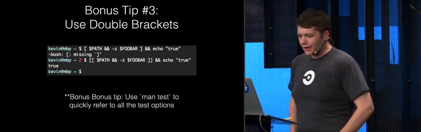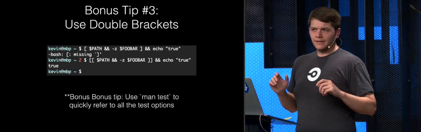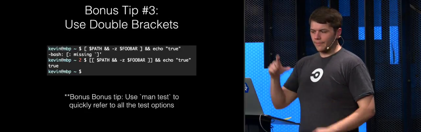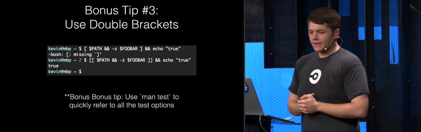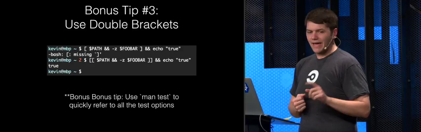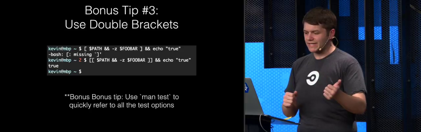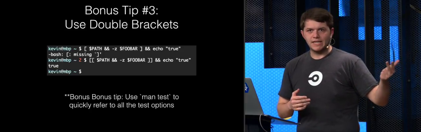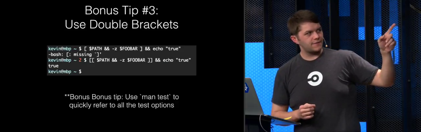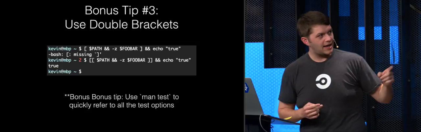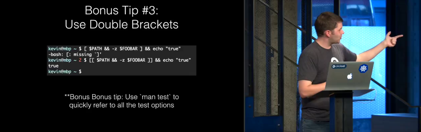Couple more quick things. Double brackets are better than single brackets. Single brackets are a test command. A single bracket is basically equivalent to the test command line function. This is another bonus tip that man test is super useful to give the man pages for all of the different -z, -e, -d, all these different tests that you can do. So this says test if path is not empty and foobar is empty. So path should not be empty and foobar should be empty.